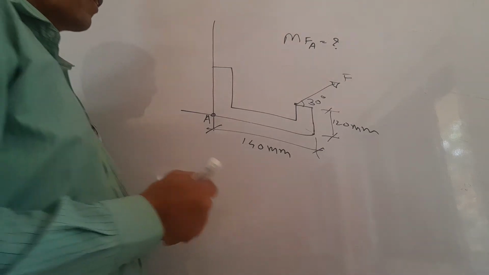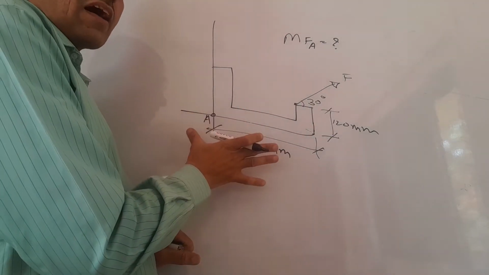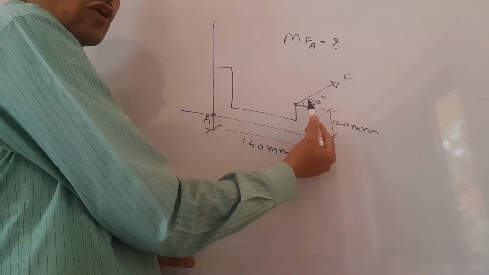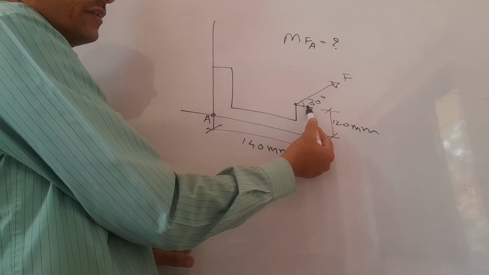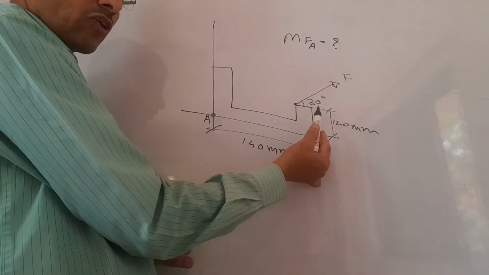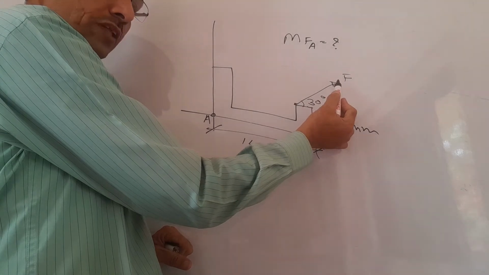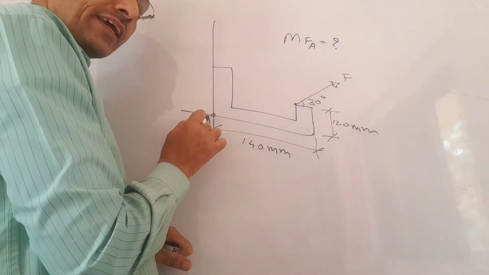See, this is a diagram. In that, this is a force making an angle of 30 degrees with the horizontal. This is an inclined force making an angle of 30 degrees with the horizontal. We have to find the moment of this force about point A.